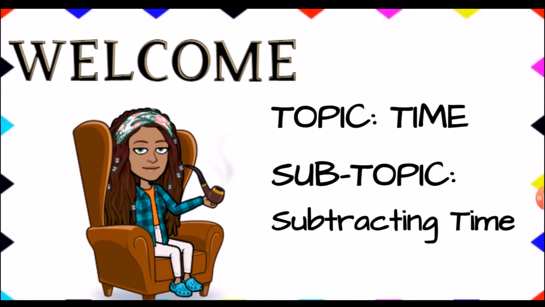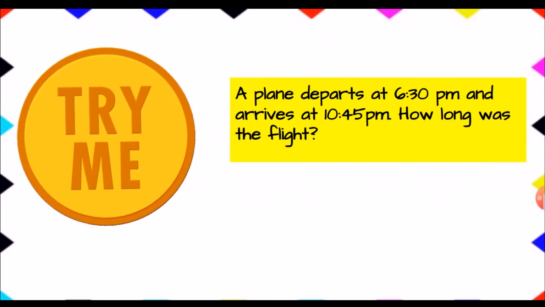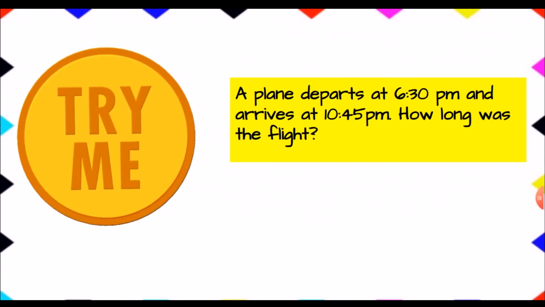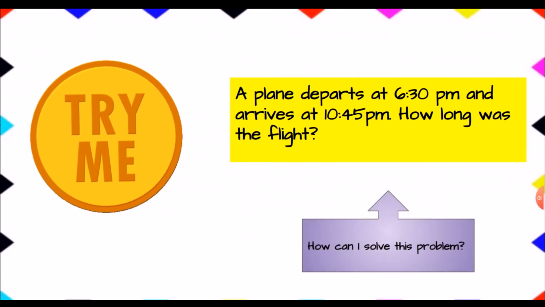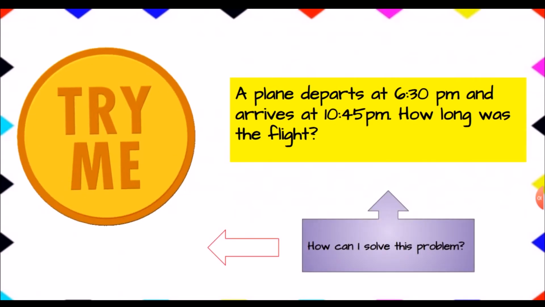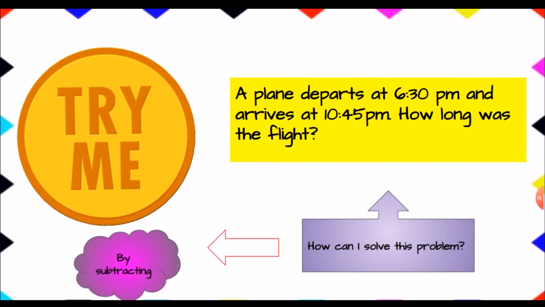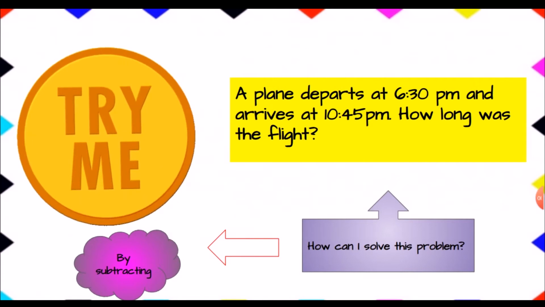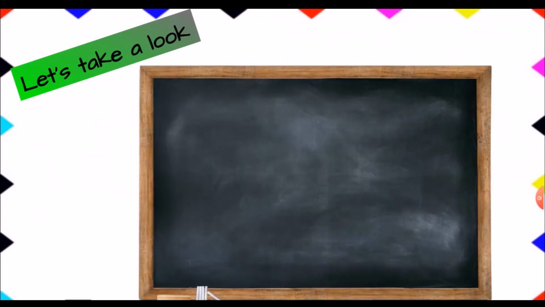So let's look at a scenario. A plane departs at 6:30 p.m. and arrives at 10:45 p.m. How long was this flight? How can I solve this problem? Which operation will I need to use? That's right, we will have to subtract in order to find out how long the flight was. So let's see how we subtract this problem.